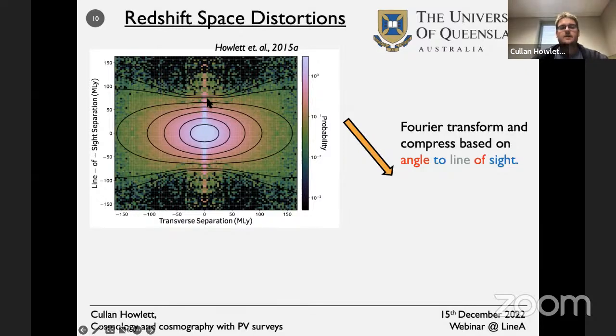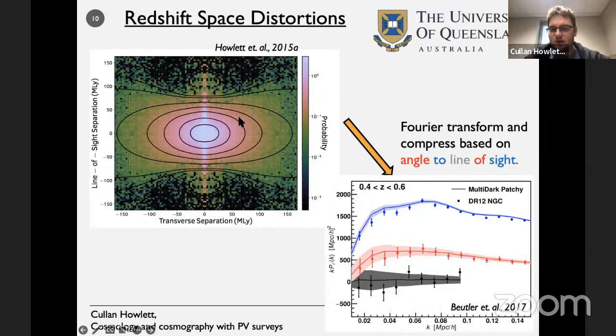And so the way we then can constrain the growth rate of structure is we can Fourier transform this map and we can compress it based on the angle to the line of sight. And you might find something like this. And so here, these different lines are just different components of the angle to the line of sight. So here this top one is where you've basically done a spherical averaging. Here is where you've done some averaging where you weight it by cos theta squared. And this is cos theta to the 4 effectively.